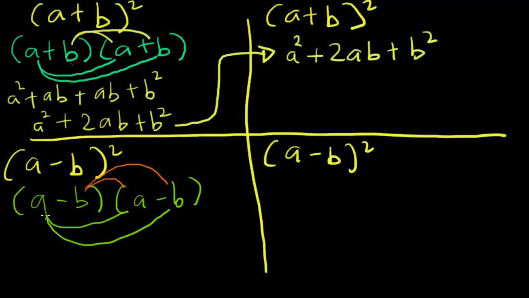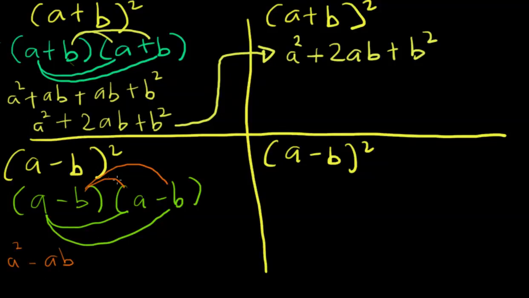So a multiplied by a, let's look at these green lines again. A multiplied by a is a squared. A multiplied by negative b in this case is negative ab. Again, always remember, when you're multiplying terms with different signs, you would expect a negative answer here. So positive a multiplied by negative b, you would expect a negative ab here, right?